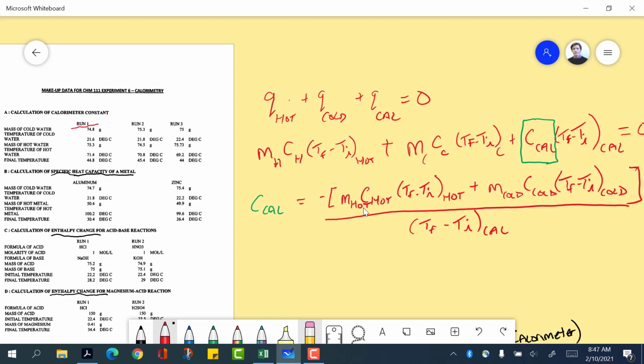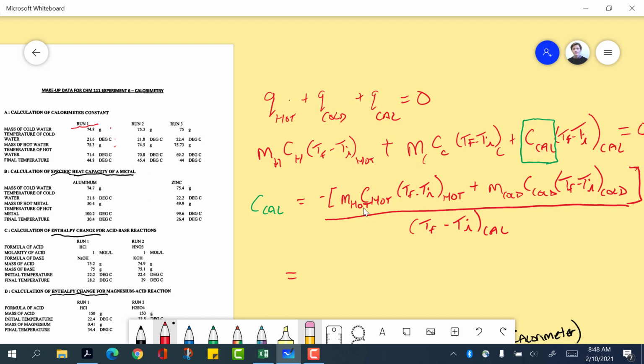When the hot water is added and we mix it and we get a final temperature, the final temperature of the cold, the hot, and the calorimeter should all be the same. Right? And so if we're plugging all of this in, the information that we have from that table, we have 74.8 grams as the mass of the cold, right there, we have the mass of the hot water is 75.3 right there, and we have our temperature changes.